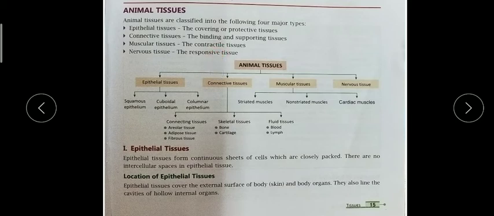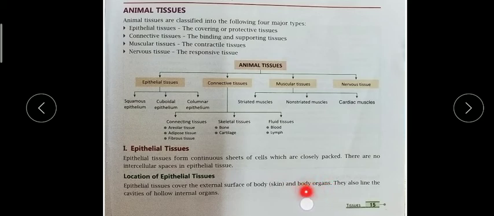So the first one is the epithelial tissue. It is continuous sheets of cells which are closely packed, and they do not have intercellular space. Underline this line. Now where is it present? As I told you, they are on the external surface of the body. They cover all the external surface of the body, and our different body organs.